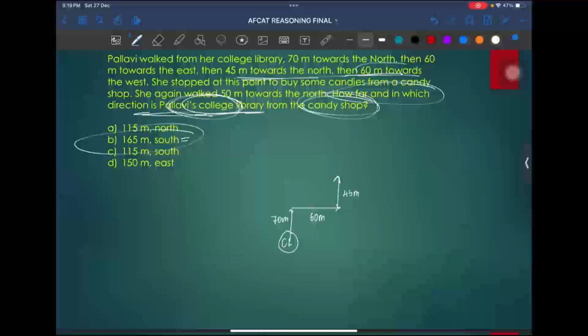Then 60 meters towards west. West will be towards this side. So, how much distance will she walk? 60 meters.